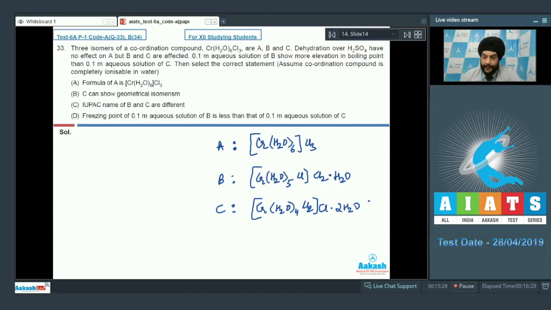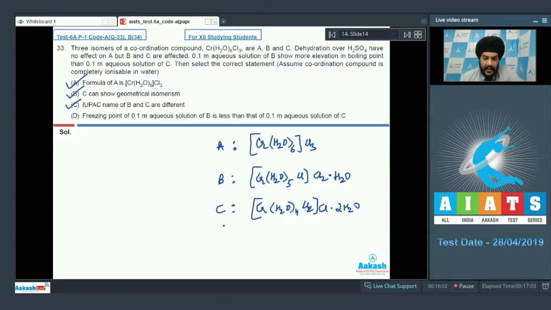Okay. If you look at the options which are given to us now, the formula of A is Cr(H2O)6Cl3. This is correct, students. If you talk about the second statement, C can show geometrical isomerism. This is also correct, students. There are two different types of ligands, MA4B2. So they can show cis and trans isomerism. So statement B is correct. If you look at statement C now, IUPAC name of B and C are different. This is also correct, students. They both have different representations. So they are going to have different IUPAC names for the complexes.